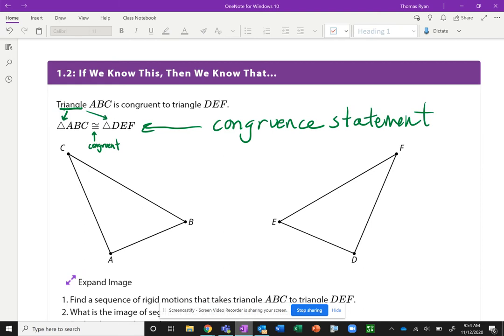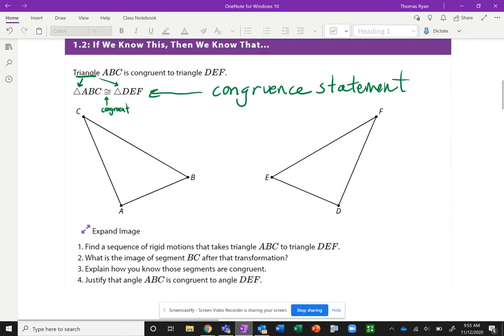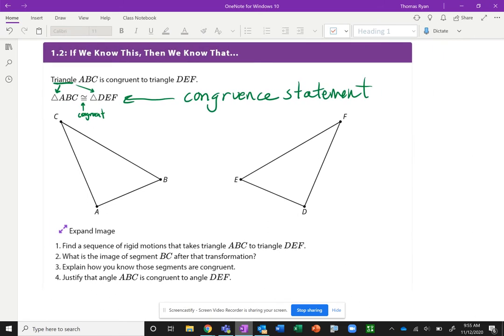We can use a universal language. Okay, so all this is a congruence statement. It says triangle ABC is congruent to triangle DEF. So number one's asking us to find some rigid motions that takes triangle ABC to DEF. Now there's a few ways we can do this, but I want to focus on the easiest one.